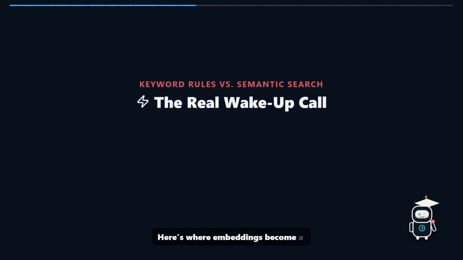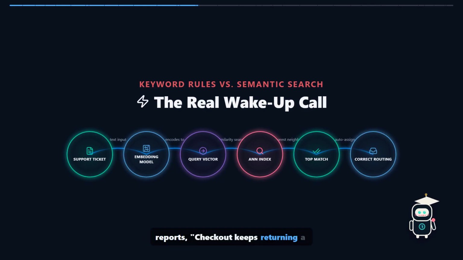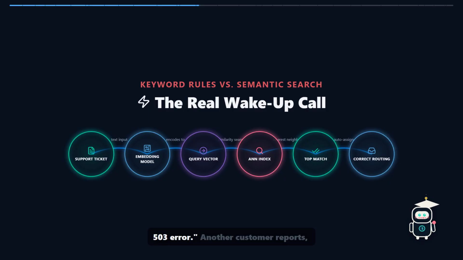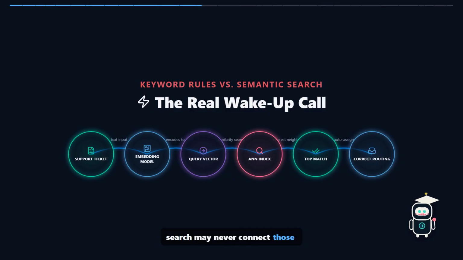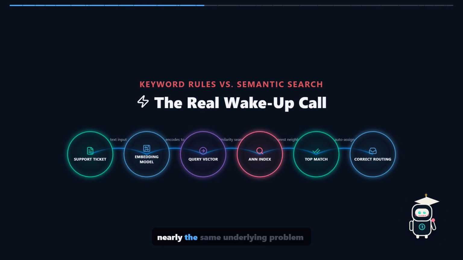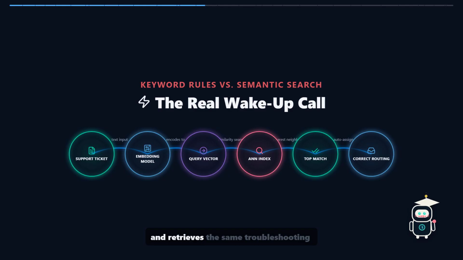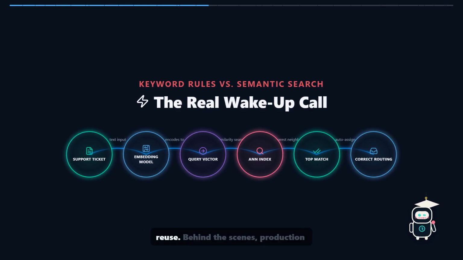Here's where embeddings become a business advantage. Imagine a customer reports, "Checkout keeps returning a 503 error." Another customer reports, "Payments fail every time I submit my order." A keyword search may never connect those two incidents because they use completely different words. An embedding model recognizes that both describe nearly the same underlying problem and retrieves the same troubleshooting documentation. At enterprise scale, that means fewer misrouted tickets, faster incident response, and better knowledge reuse.